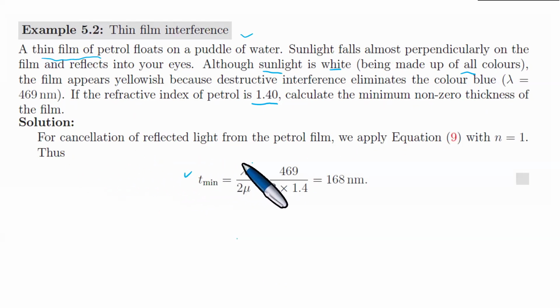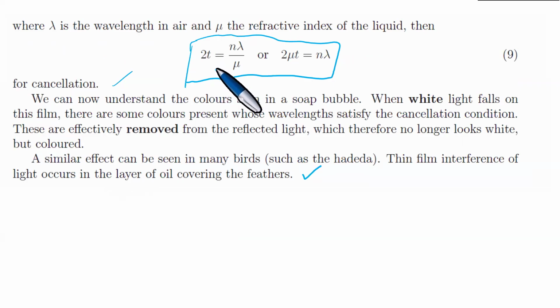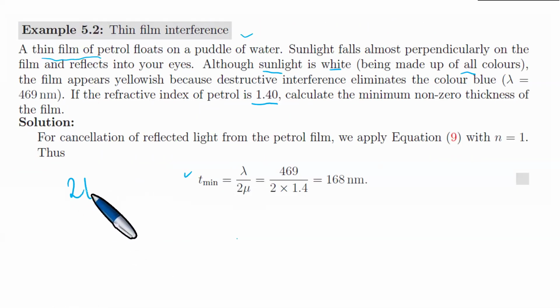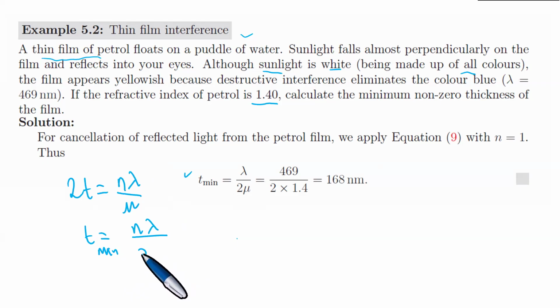For the cancellation of reflected light from the petrol film, we apply equation 9. It is 2t equals n lambda over mu, which means that t minimum equals n lambda over 2 mu. With n equals 1, because we want to calculate the minimum non-zero thickness, the minimum thickness will become lambda, which is 469, over 2 mu.